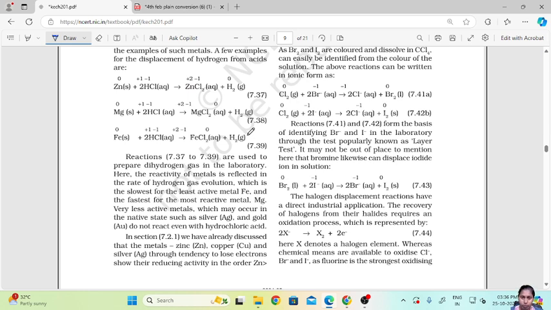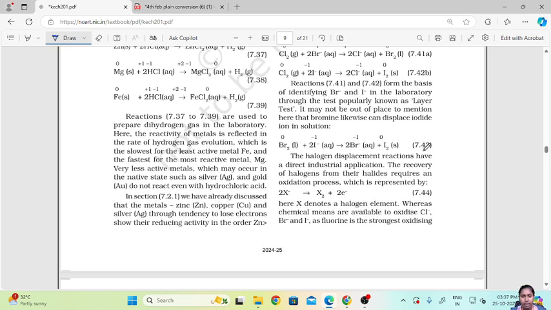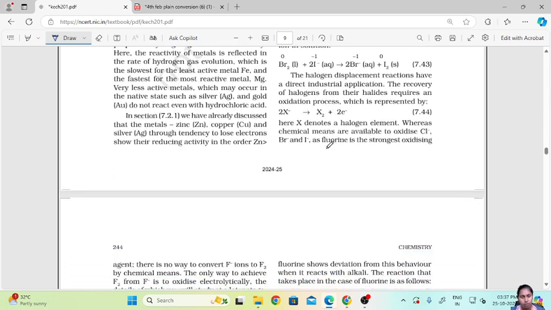Both of them have similar colors, but you can identify them by a layer test. It may not be out of place to mention here that bromine likewise can displace iodide ions. So even though chlorine can replace bromine and iodine, it is also possible that bromine can replace iodine. Halogen displacement reactions have a direct industrial application. The recovery of halogens from their halides requires an oxidation process.